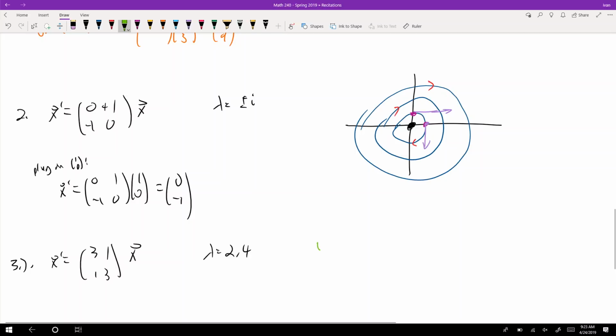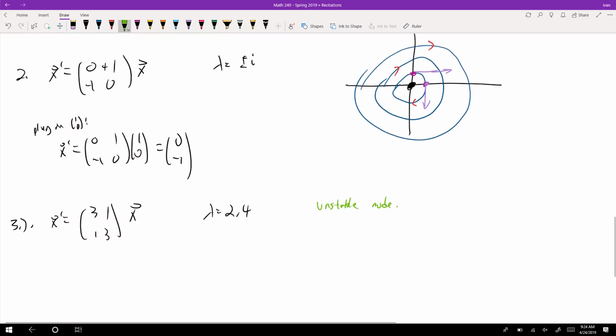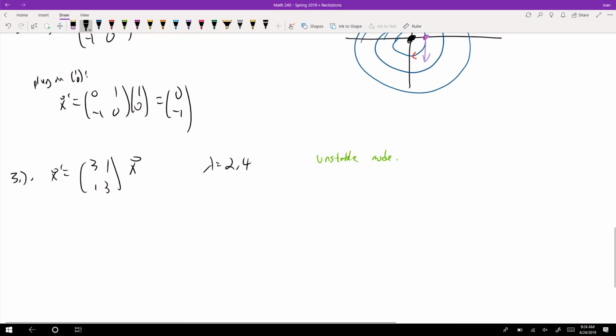Yeah, it's an unstable node. Okay, so what does an unstable node look like? Well, now we need to find our eigenvectors, right? So for lambda equals 2, you get [1, 1; 1, 1], and so v is equal to (1, -1). And then for lambda equals 4, you'll get [-1, 1; 1, -1], and so v is equal to (1, 1).